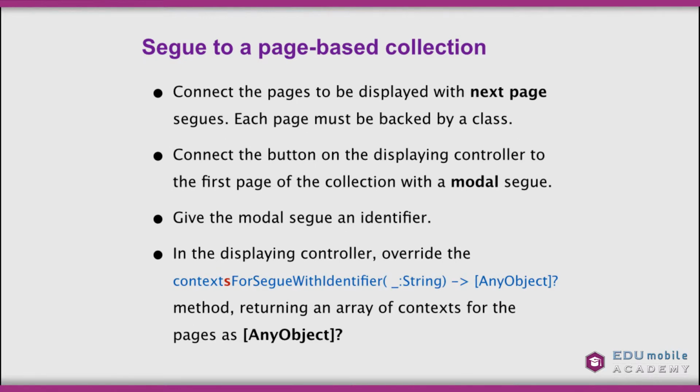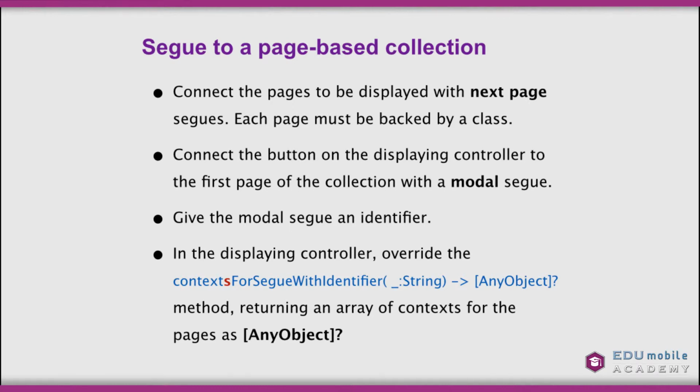Now, we can also segue to a page-based collection. The first thing we need to do here is connect up the pages to be displayed with next page segues. We make these segues in the same way. We control click and drag, but here we're dragging from one interface controller to another. And then we select the next page type. It's the only type available to us for selection.